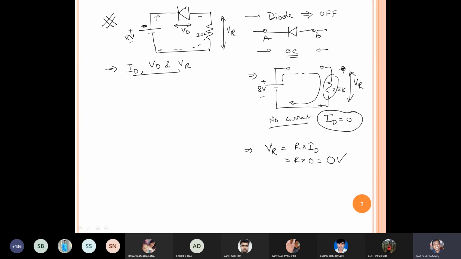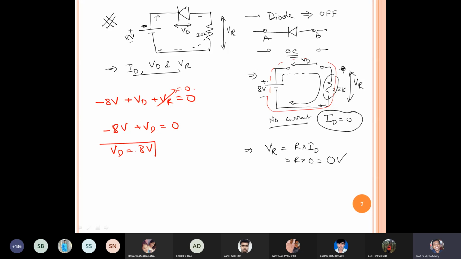Okay. Now this is my VD. It is my positive. I do not know what terminal is this one. Suppose I am using this loop. VR is 0. So minus 8 volt, then plus VD, then plus VR equal to 0. And VR we just found is 0. So minus 8 volt plus VD equal to 0. So VD equal to 8 volt. Is it clear? Everybody got this?